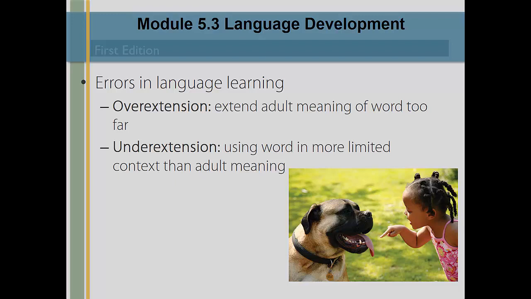Underextensions may be due to retrieval problems in that the child has only heard a word once or twice, or the child does not know the full range of category members to which the word extends.